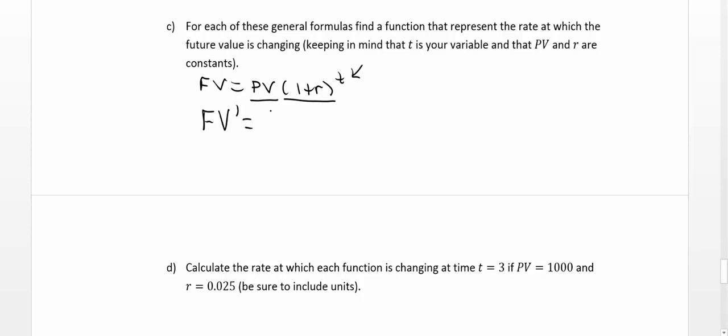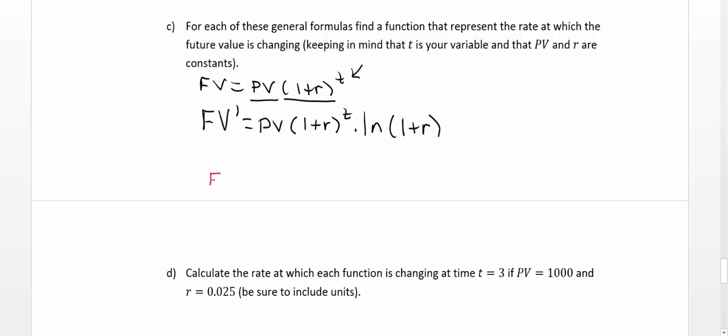Now, PV is a constant, so this is a constant multiple situation. So PV is going to multiply our derivative here, and the derivative of an exponential says we're going to get the same thing back times the natural log of the base. And my base here was 1 plus r.